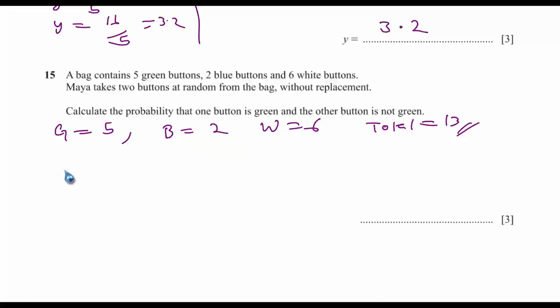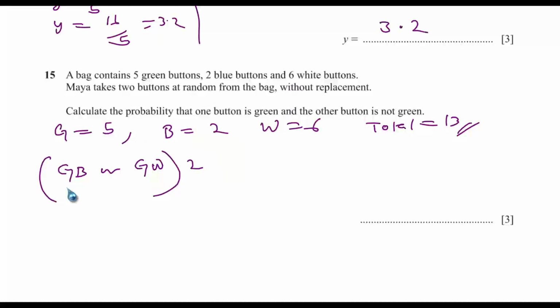So that means we could have the first one to be green and the second one can never be green. So it is either blue, or the first one is green and the second one is white. Of course, we have to multiply this by 2 because we have 2 ways. So this can be green blue and it can be blue green. So this can be green white and it can be white green. That is why we are multiplying by 2. So don't forget that the probability is done without replacement.